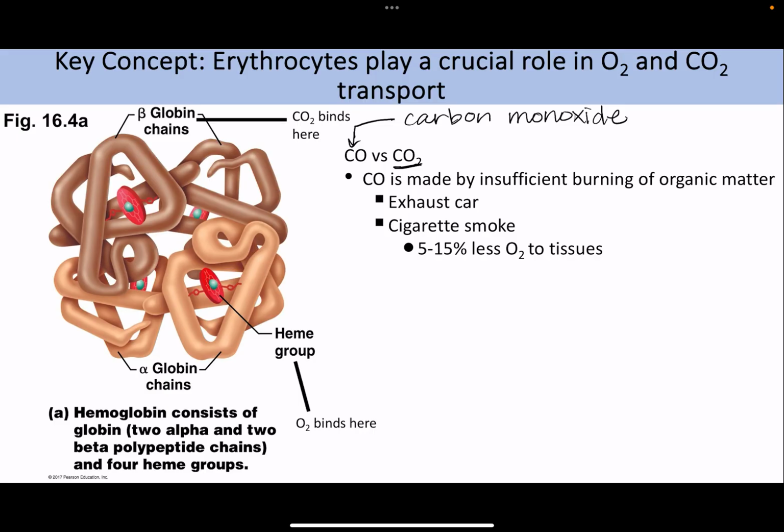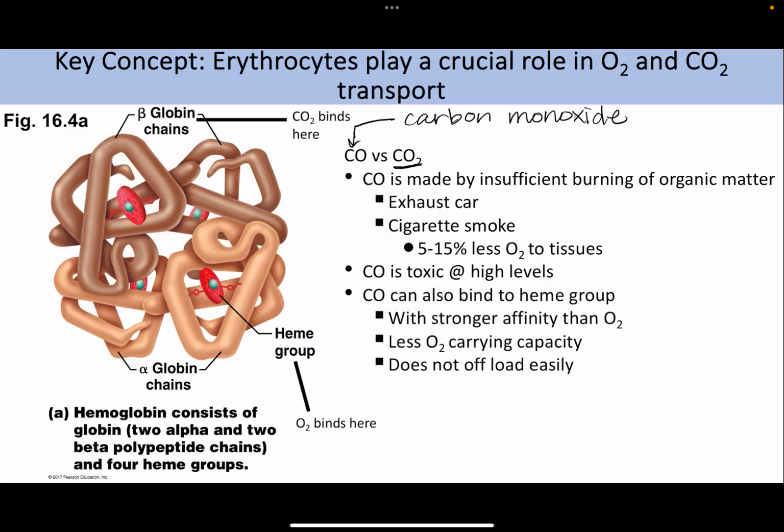And remember, you get 5 to 15% less oxygen delivery to tissues when you do smoke cigarettes. Now, carbon monoxide is toxic at high levels, and that's why we have alarms in all of our houses for carbon monoxide. It is toxic at high levels. The reason why it's toxic at high levels is that carbon, and before we get there, carbon dioxide binds here. So hemoglobin has the ability to carry both carbon dioxide and oxygen.